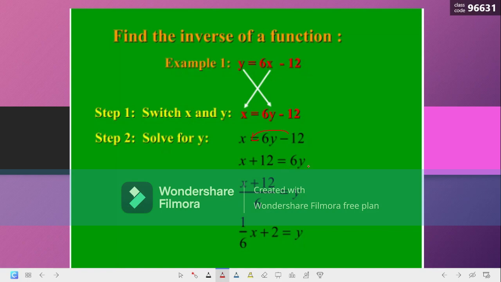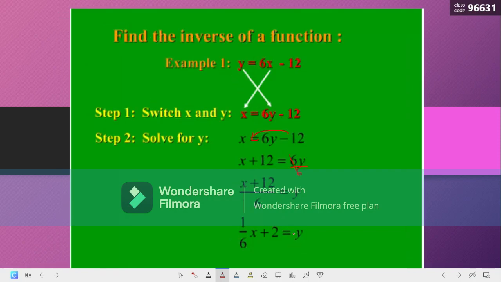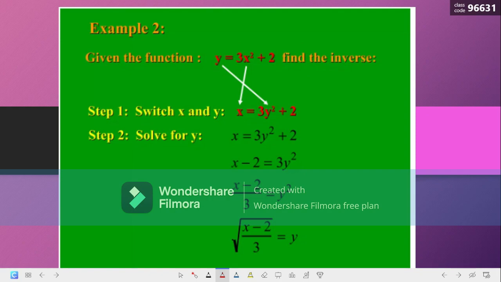To eliminate the 6 here, divide both sides by 6, and retain the remaining term, y. So you have (x + 12) divided by 6, so we have y = (1/6)x + 2. So this is now the inverse. By the way, this is now the inverse function, or the inverse equation, of the given one. Okay, let's proceed.